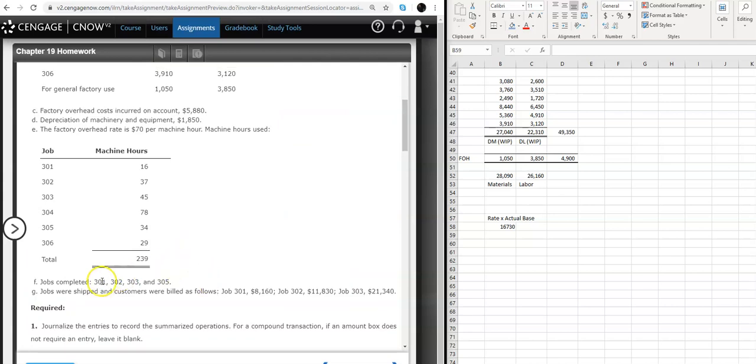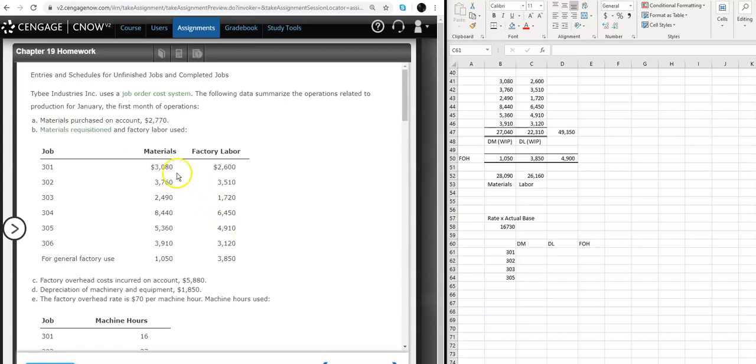All right, letter F says jobs completed are 301, 302, 303, 305. So when we complete a job, we take it out of work in process and put it into finished goods. So the question is, how much goes there? So we need these jobs. We need 301, 302, 303, and 305. For those jobs, we need direct materials, direct labor, and factory overhead. All right, so let's go and see what we can find as far as direct materials for these jobs. So direct materials for job 301 is 3,080. For 302, it's 3,760.